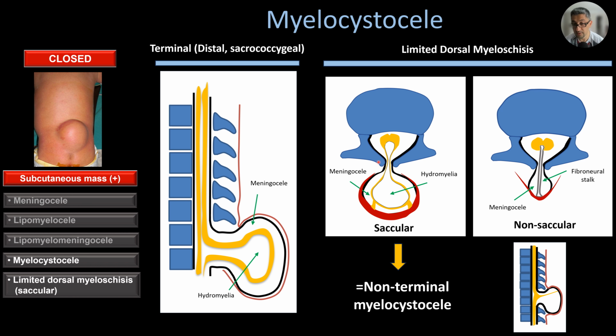myelomeningoceles. There are two types, saccular and non-saccular. In the saccular ones, there is associated hydromyelia. In this one, there is not. Although I drew it like this, there is no real lumen, so there is no CSF in it. It's just a fibroneural stalk. And this is the hallmark of diagnosis, demonstration of the stalk in both. So it looks like, because of the associated hydromyelia, like myelocystocele, people called this non-terminal myelocystocele, and they were actually acting quite differently clinically. These are very mild.